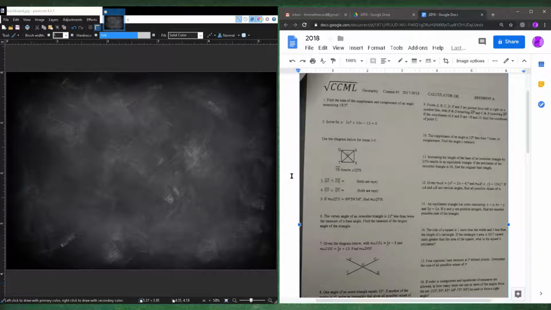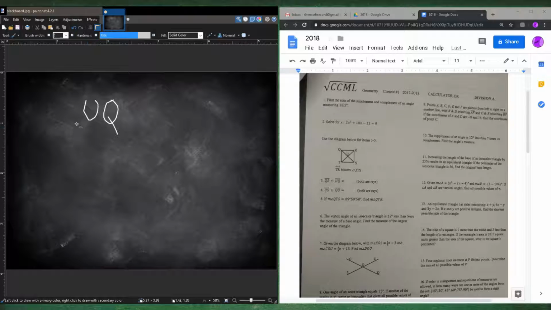Okay. Number 3. Use the diagram below for items 3 to 5. Okay. So you have the intersection of QS and UQ, right? So the intersection of US and QU is just UQ. Basically just that simple. Okay? Now the union, which is like both of them combined together, so US and QU is just QS. Or SQ is the same thing. And that's number 4. Okay, so 3 and 4 are really simple. If you understand your notations, you should be fine.